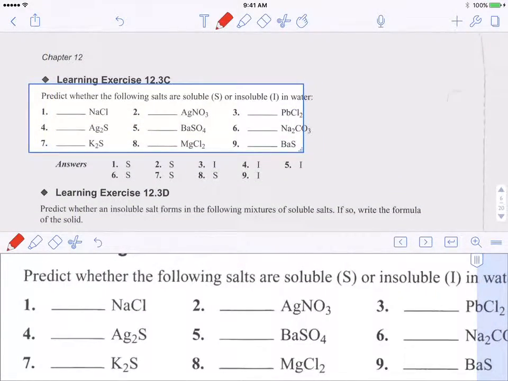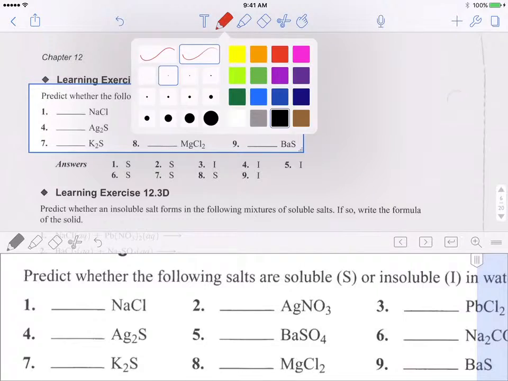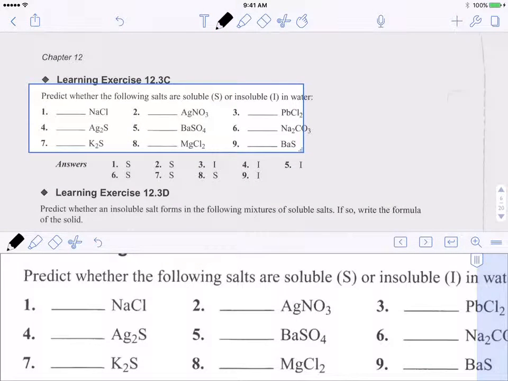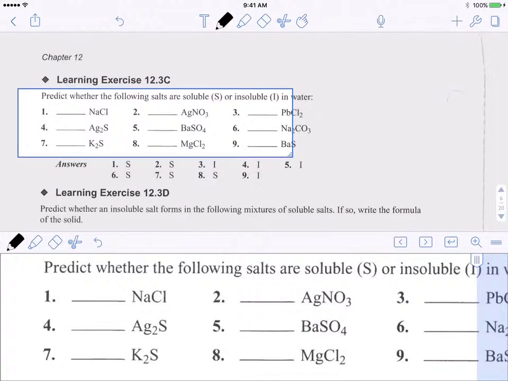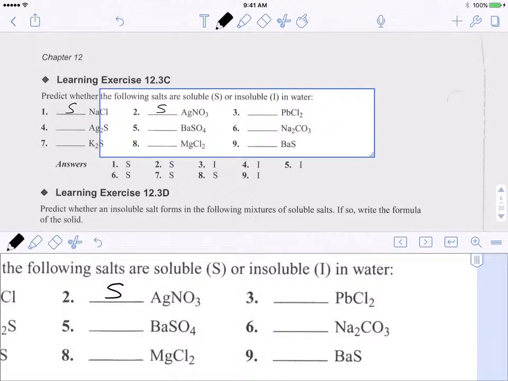Soluble or insoluble? This is where those sentences I told you to memorize come in handy. So go back up, look at that, memorize them, and come back. Pause if you have to. Sodium chloride, definitely soluble. AgNO3, NO3 definitely soluble. Cool. PbCl2, definitely not. Lead chloride is not soluble in water.